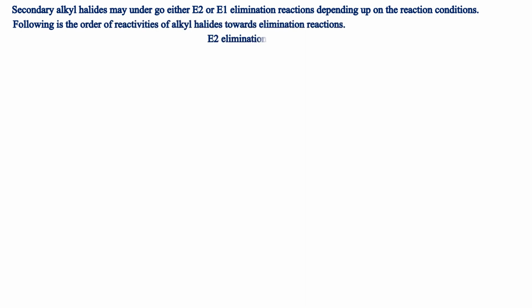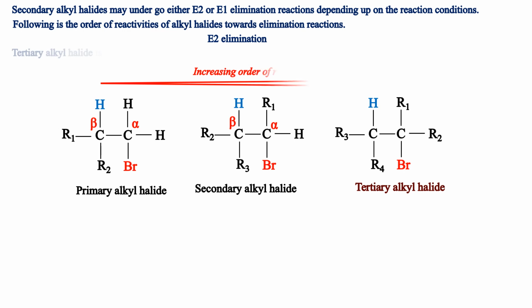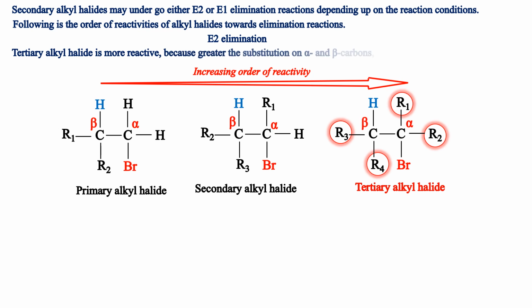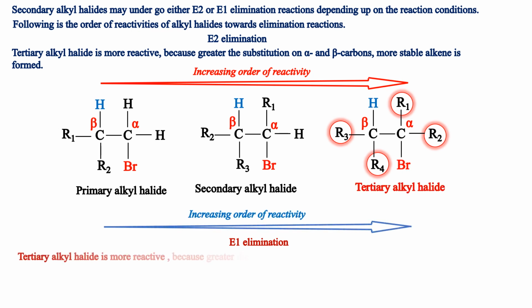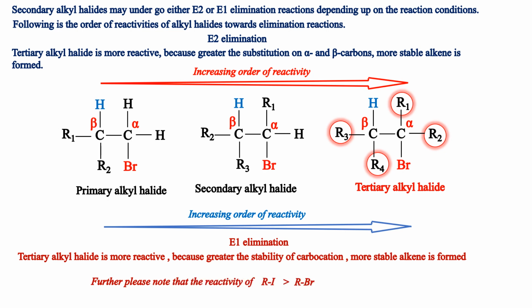In E2 elimination, tertiary alkyl halide is more reactive because greater the substitution on the alpha and beta carbons, more stable alkene is formed. In E1 elimination, tertiary alkyl halide is more reactive because greater the stability of carbocation, more stable alkene is formed. Further, please note that the reactivity of alkyl iodide is more than alkyl bromide, which is in turn more than alkyl chloride.